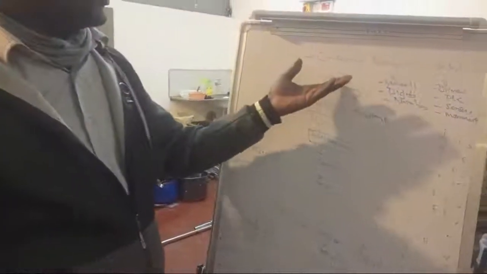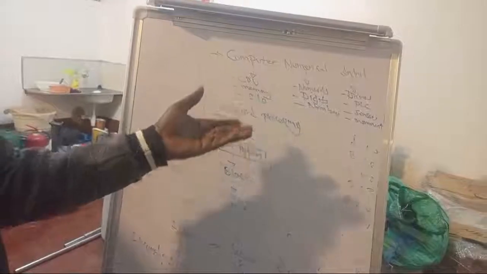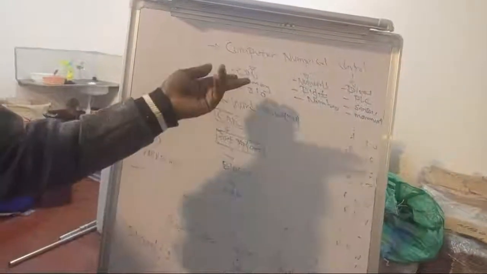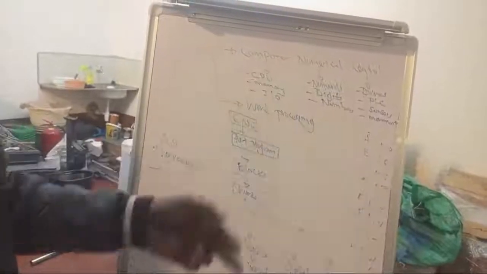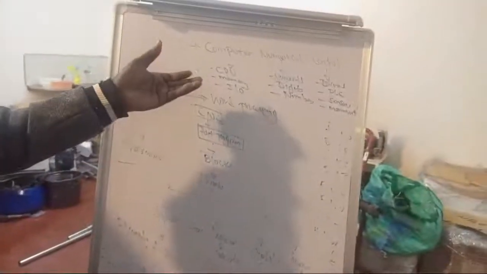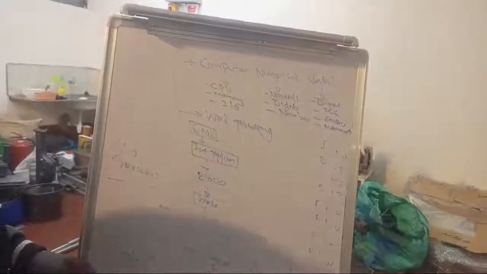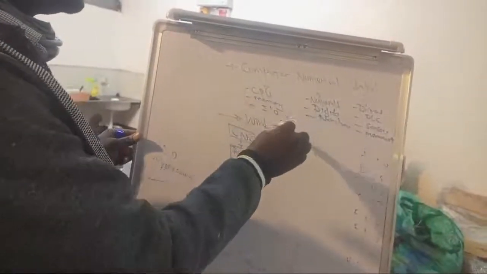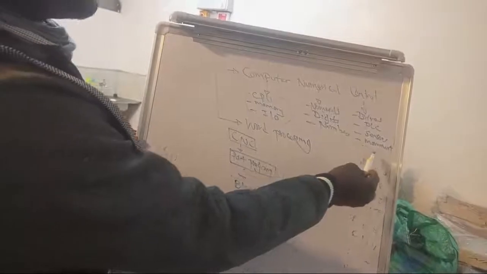...where it means computer numerical control. A computer is an electronic device that contains a CPU, central processing unit, memory, and input and output. A computer can process data and give information. So when we say computer numerical control, we mean that the application software within the computer is helping us to control the machine.